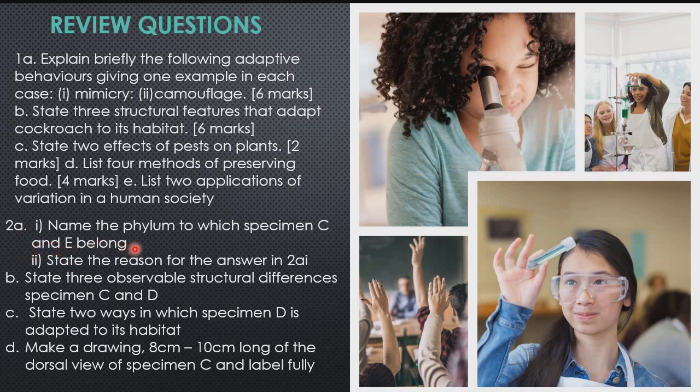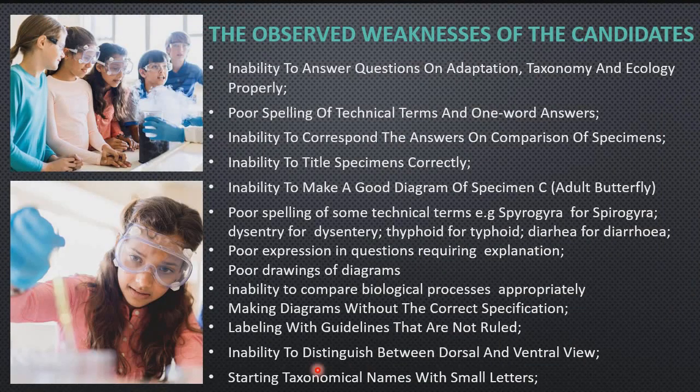Name the phylum to which specimens C and E belong. State the reason for the answer in 2A. B, state 3 observable structural differences between specimens C and D. C, state 2 ways in which specimen D is adapted to its habitat. Question D said, make a drawing 8 cm to 10 cm long of the dorsal view of specimen C and label fully.